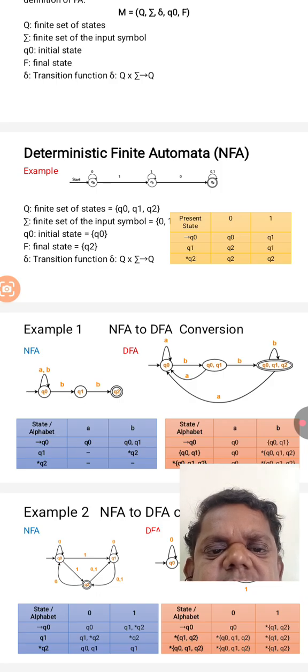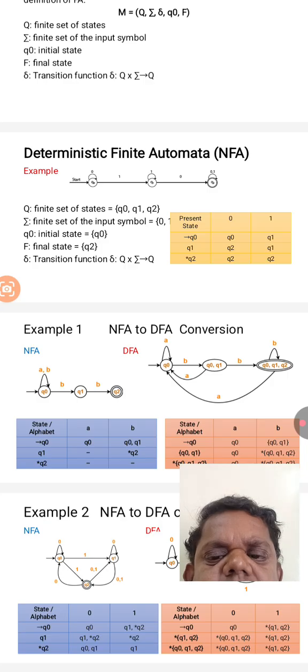This diagram is denoted as an NFA. Q is the finite set of states. What are the states? q0, q1, q2. Σ is the finite set of input symbols, for example 0, 1. q0 is the initial state. F is the set of final states.